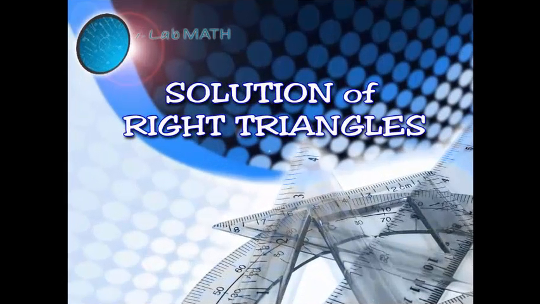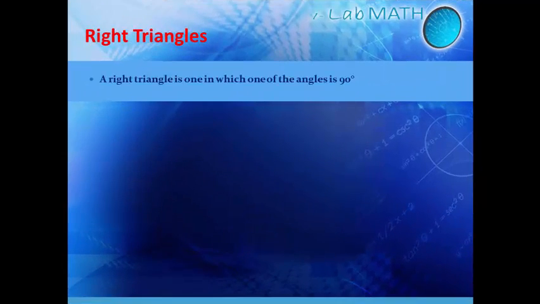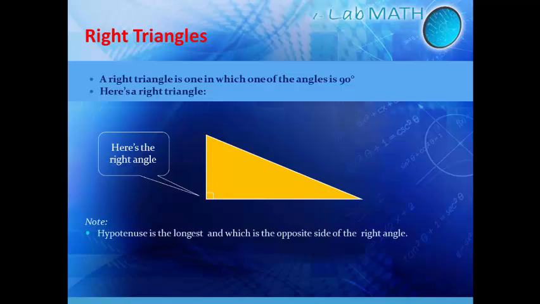Solution of right triangles. A right triangle is one in which one of the angles is 90 degrees. Here is a right triangle. Here is the right angle and the hypotenuse, which is the side opposite to the right angle and is considered the longest side.